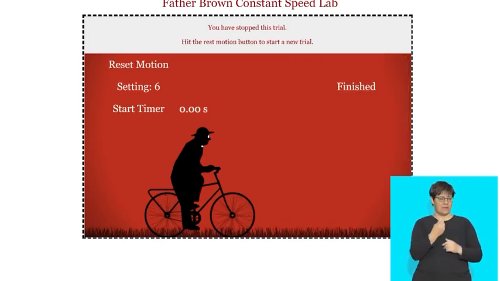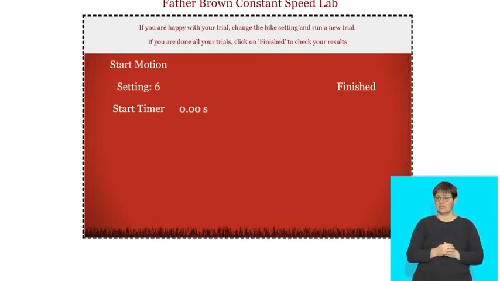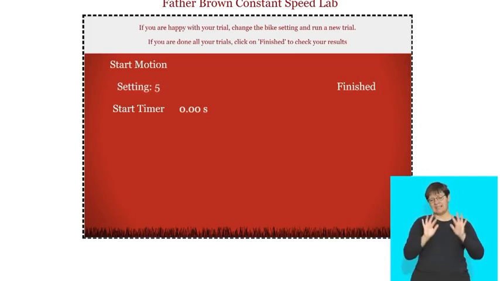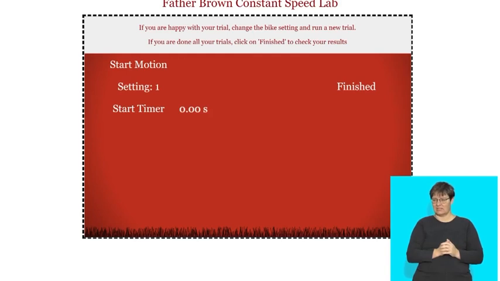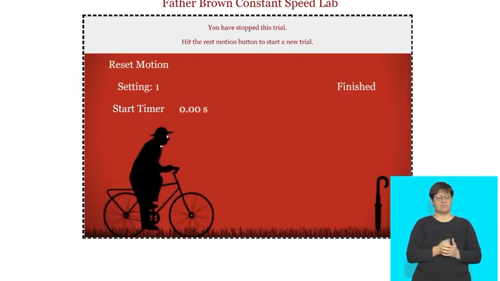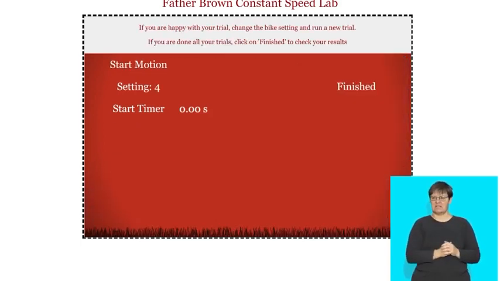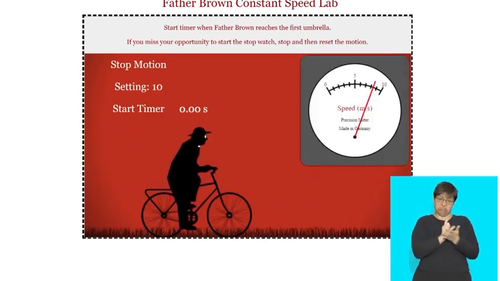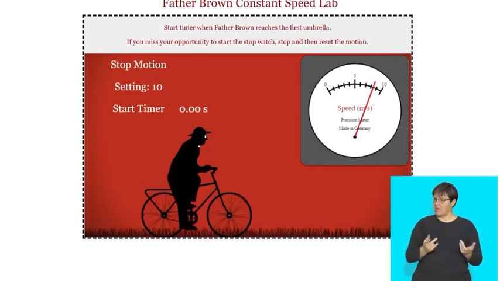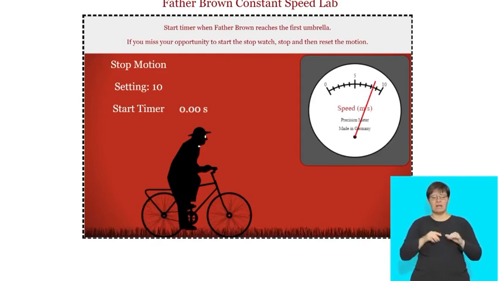Let's try one more. Oops, got to reset him. Okay, let's go to 10, just because we can. We're supposed to time how fast he's going, but we're not going to. I just want you to see. Oops, he's going at 1. That's not what I wanted. Went too far. There we go. Much faster, but still going at a constant value.